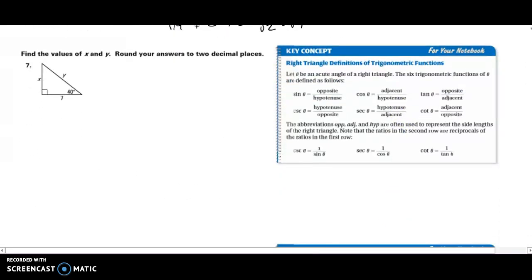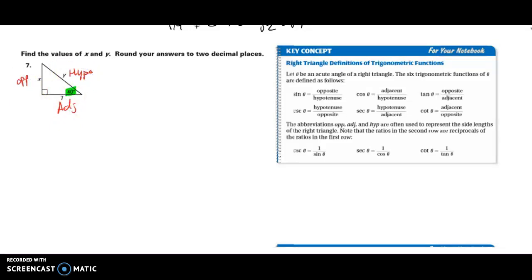Okay, it says find the value of x and y, rounding answers to 2 decimal places. So we're going to use a calculator for this. I'll show you how to do it. First, we need to identify theta. Here's theta. Next, we need to identify our sides. So this is adjacent, this is opposite, this is the hypotenuse.